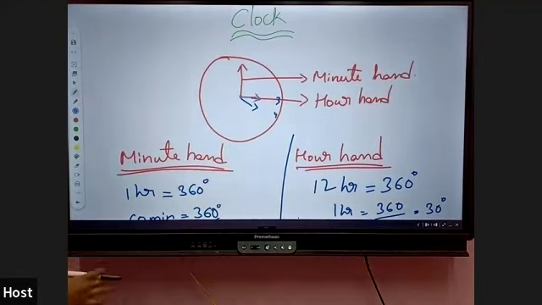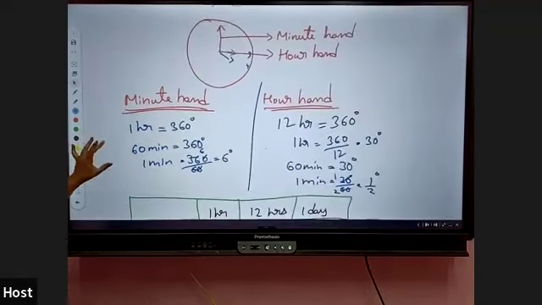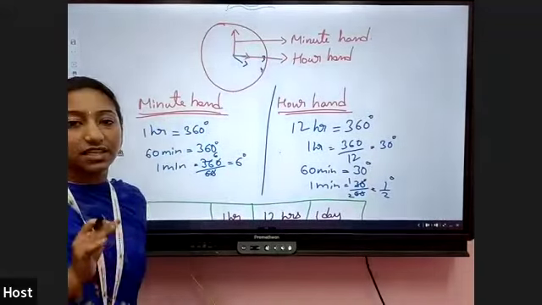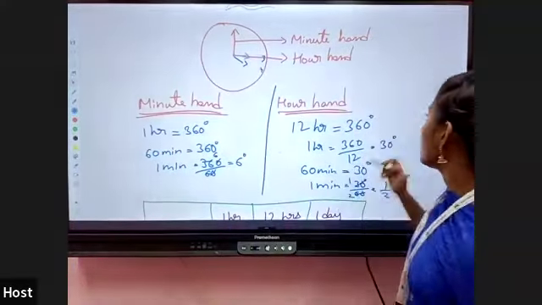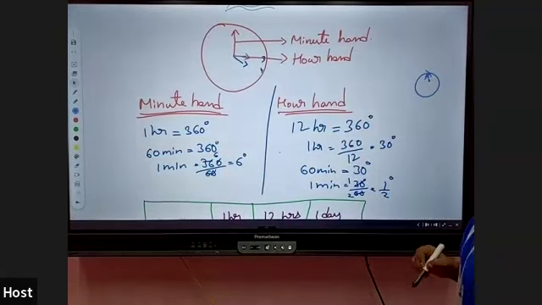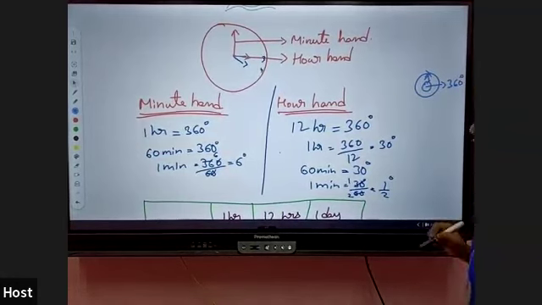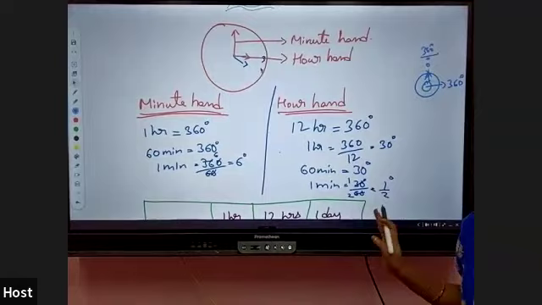Now let us discuss about the minute hand. To travel 360 degrees, first we are discussing the minute hand. What is 360 degrees? The complete angle, from here to here. Complete angle means 360 degrees. So 0 degree to 360 degrees is called a complete angle.